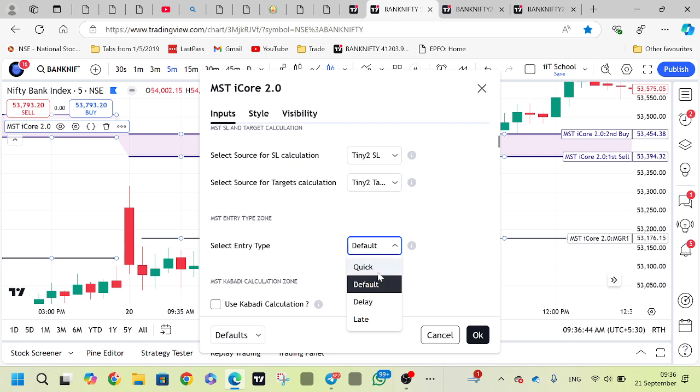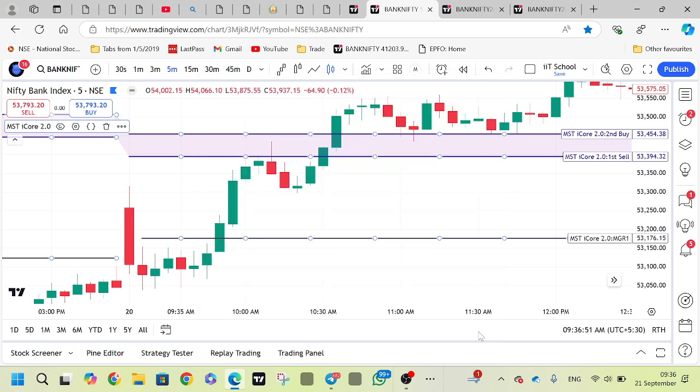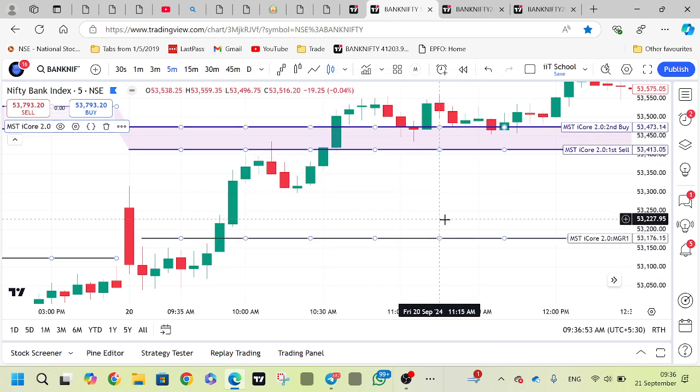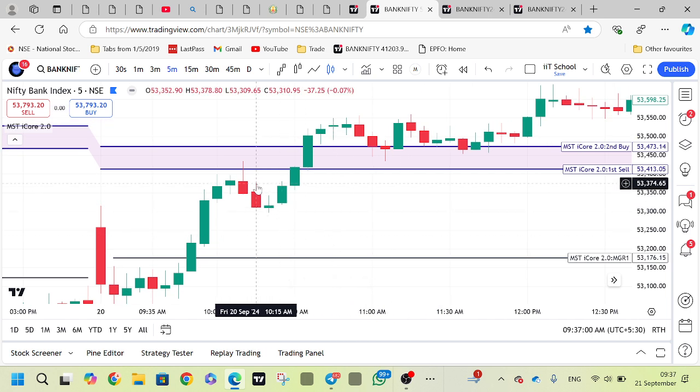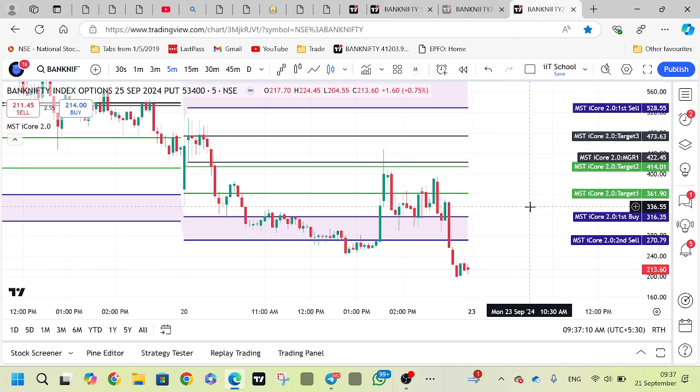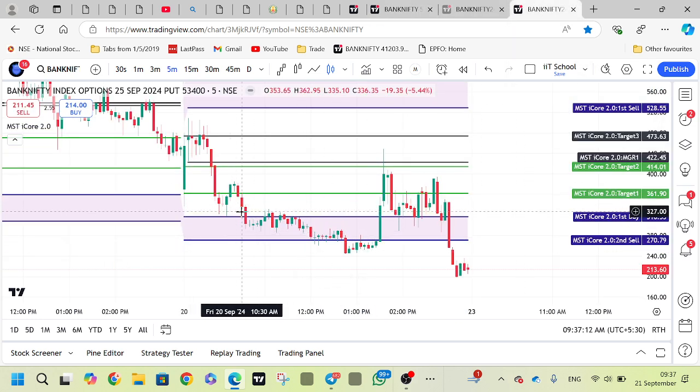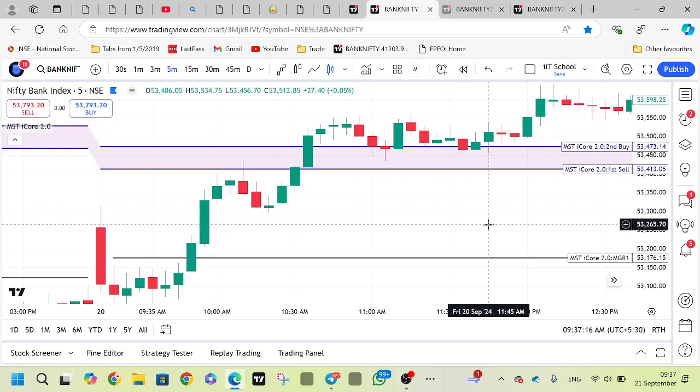Quick means if you are missing the entry by 1 or 2 points, that will be avoided here. Delay means it will give a little extended level, like in kabaddi. I always say one game, that is kabaddi. So the entry will be a little late. Exactly, it has come down here, it has reached the exact entry, then we get the entry. So now 316 entry, a little more up and we have got the target.